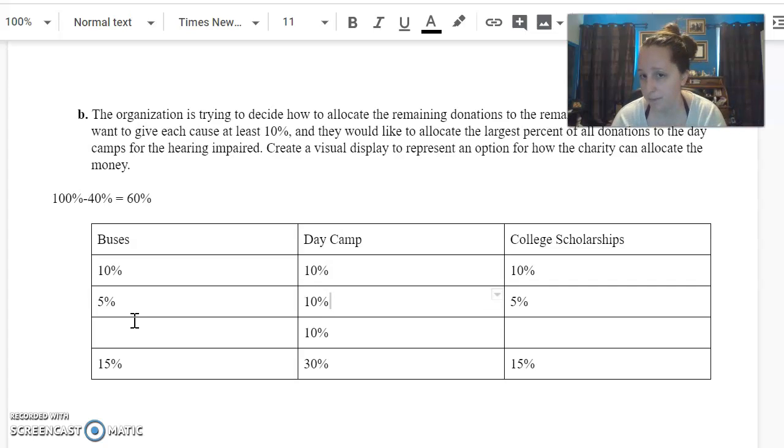I could have changed it up and done 7.5 or whatever you want to do. So that is the end of the extended response.